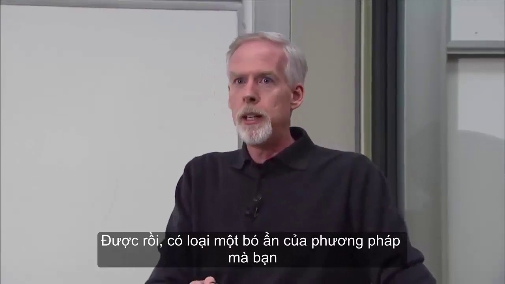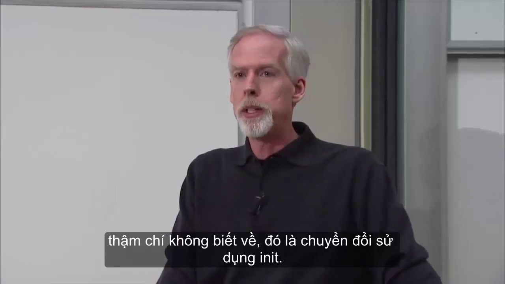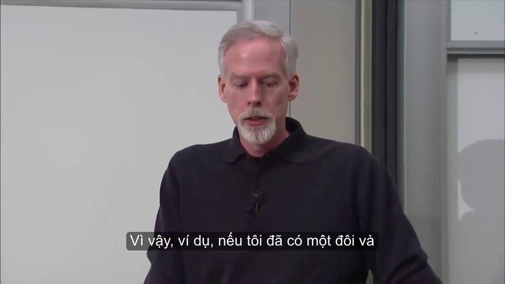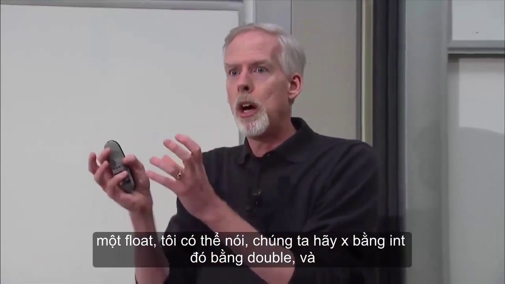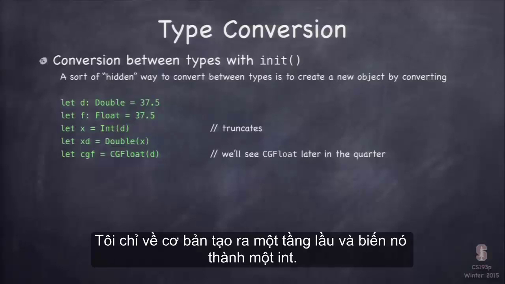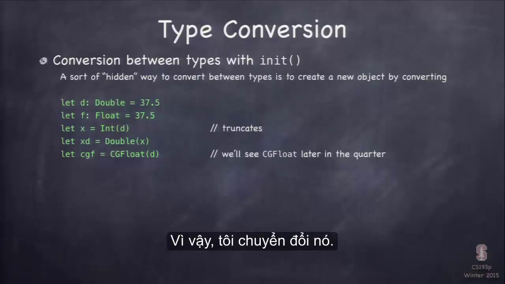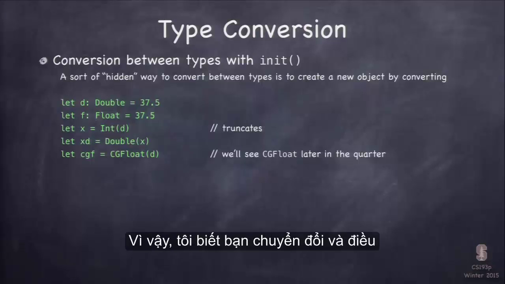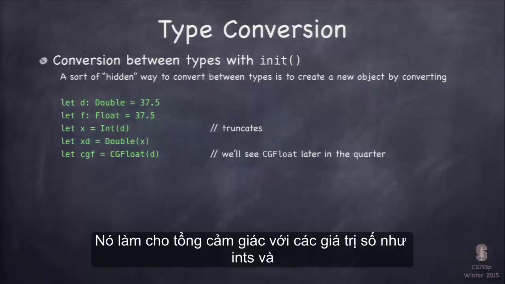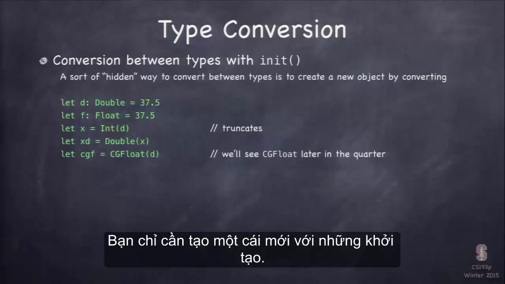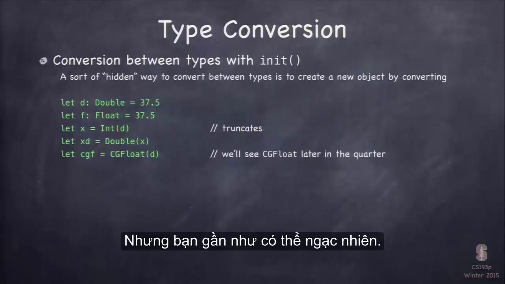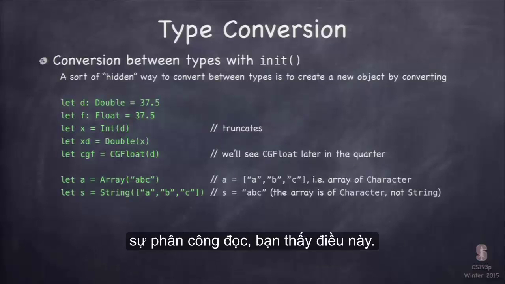All right. There's kind of a hidden bunch of methods that you don't even know about, which is conversions using init. So, for example, if I had a double and a float, I could say let x equal Int of that double. And I just basically create a floor and turned it to an int. So I converted it. So you convert things from one thing to another. It makes total sense with the number values like ints and floats and things like that. And you're going to see CGFloat next week. That's another kind of floating point number. And you can convert using, there's no toInt or anything. You just create a new one with the initializer.